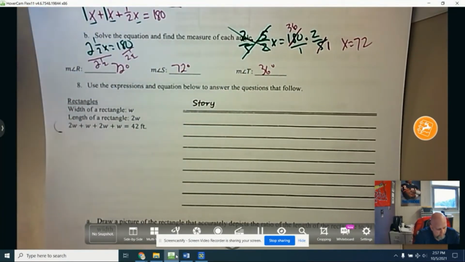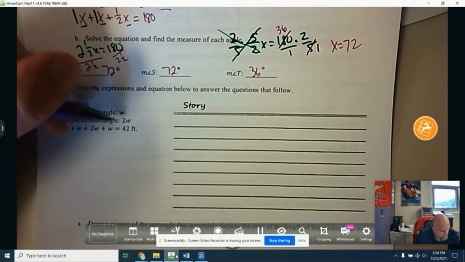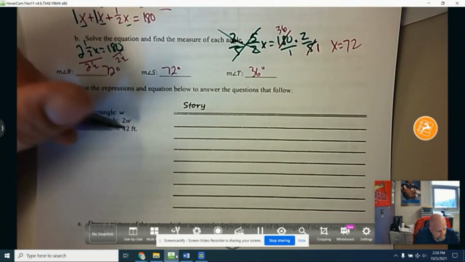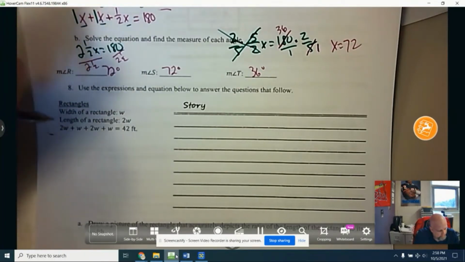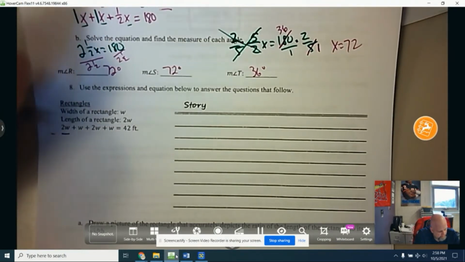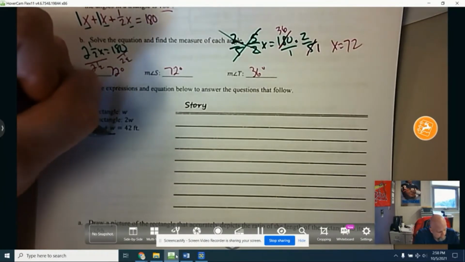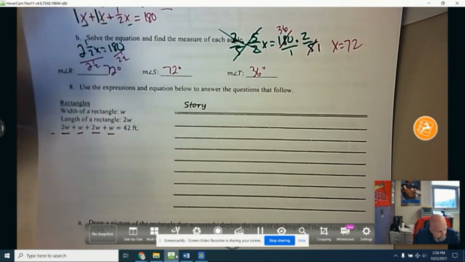So there's some story we need to come up with here that talks about a rectangle. It talks about the width, the length. And if you see what's going on here down in the equation, they're taking the 2W, which is the length. So they're saying length plus a width plus a length plus a width equals 42 feet. So what they've really done is they've really found the perimeter.